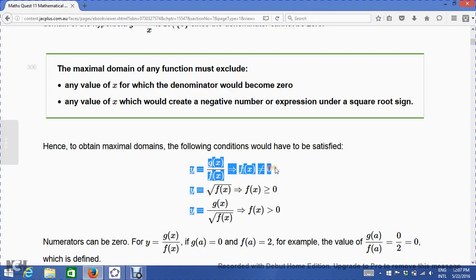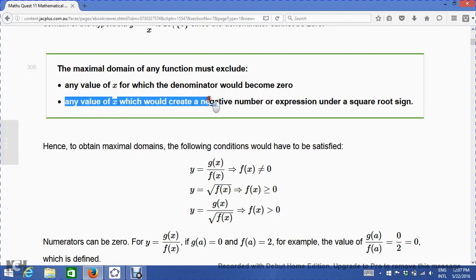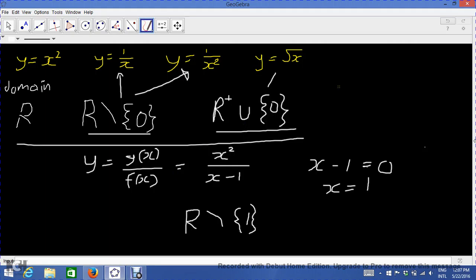Okay, so that's that first example. Second one is y equals the square root of f of x. Now if you look at this part here, any value of x which would create a negative number or an expression under a square root sign.